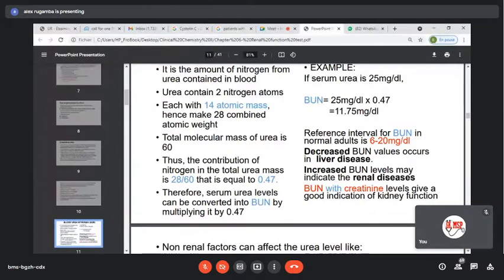So this combination of BUN, the blood urea nitrogen, with creatinine will give you a good result. It is a good indicator of kidney function failure, of a kidney problem. Let's say that.